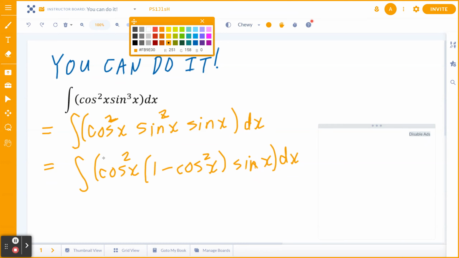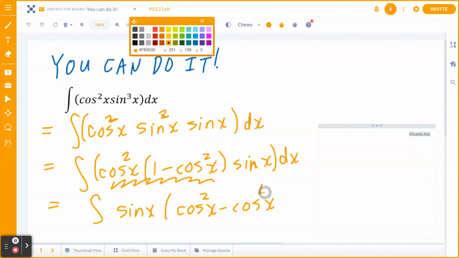Now again, you can rewrite this with sine x at the front. And if you expand this right here, which I'll put in brackets, that's going to be cosine x squared minus cosine x to the power 4. Again, you're finding the antiderivative with respect to x.